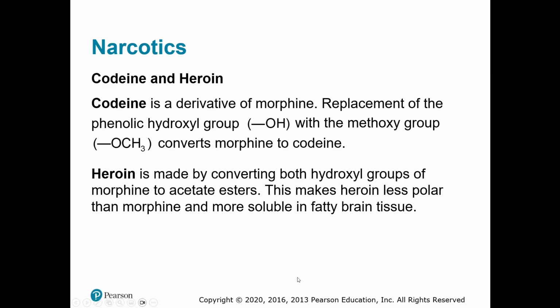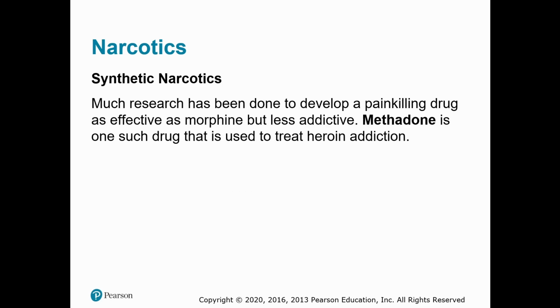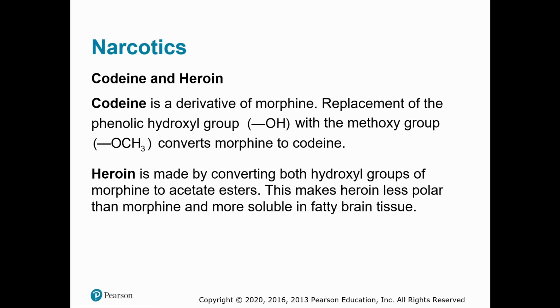Codeine is a derivative of morphine, replacing one of the OH hydroxyl groups with a methoxy group. This converts morphine into codeine. Heroin is another derivative that converts both hydroxyl groups of morphine to acetate esters. This makes heroin less polar than morphine and more soluble in fat and brain tissue. All three of these molecules are structurally very similar to each other, but have very different effects.